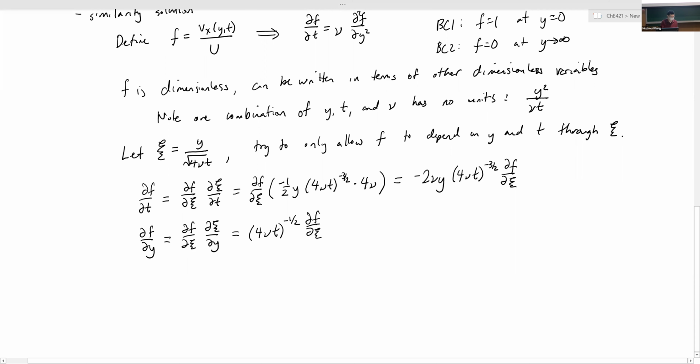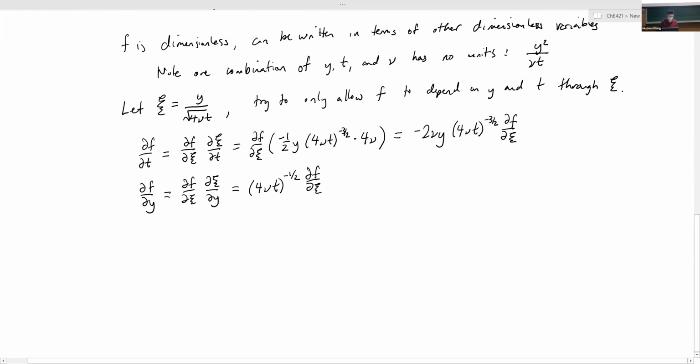And then by analogy, d squared f dy squared is just one more power of this. It's just applying the chain rule again on this guy here. And so that's 4 nu t to the power of -1 times d squared f dxi squared.